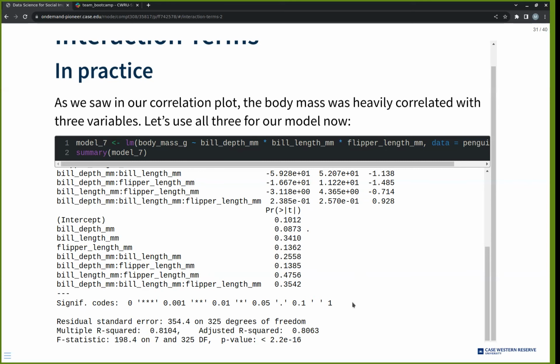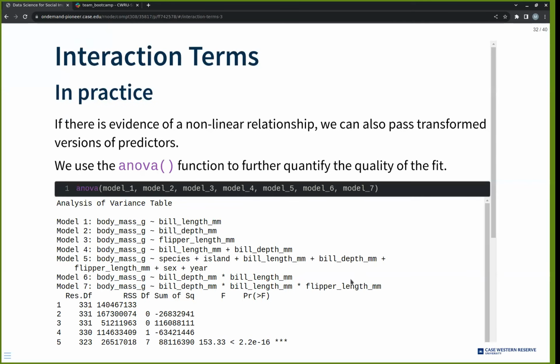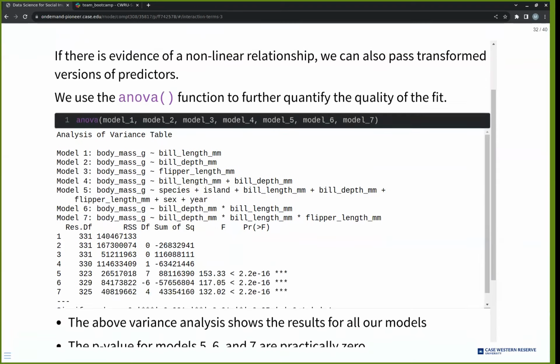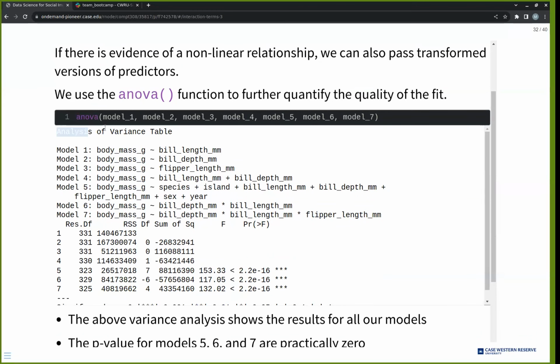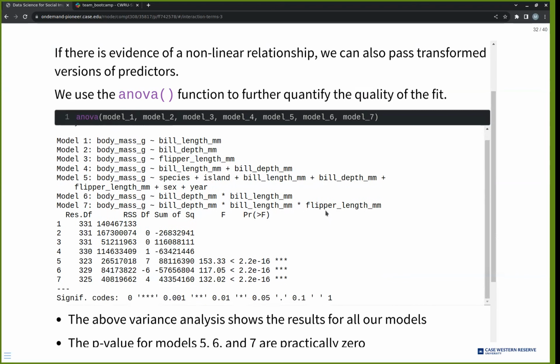Okay, but how do we know which model is better? How do we come to a conclusion? For that, there is a function called analysis of variance, or ANOVA in short. It is a simple call. You call anova, and in brackets give all the models that you want to test, and it will give you some results. It gives the analysis of variance table. Model 1 used this formula. Model 2 was this. Model 3 was this. Model 4 was this. Model 5 was all the variables. Then model 6 had interaction terms between two, and model 7 had interaction terms between all three highly correlated variables.